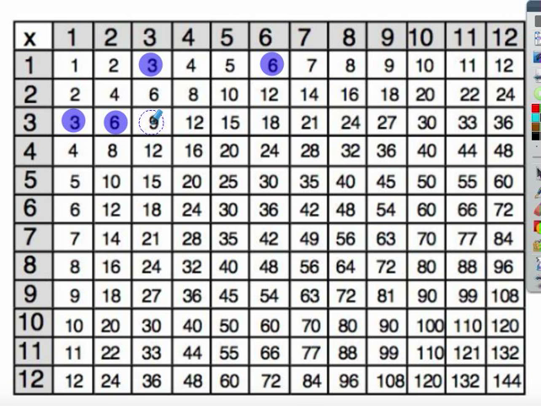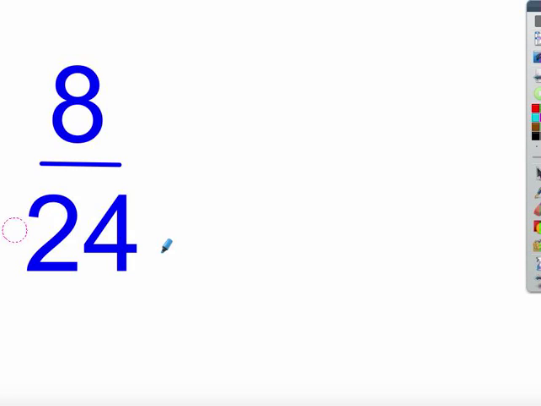So 3/6 was our original fraction. Now I want to go to the bottom row where both 3 and 6 are, and then all I have to do is look straight ahead. So 3/6 is the same as 1/2. That's the way you can use times tables for that. Okay, let's try another one.